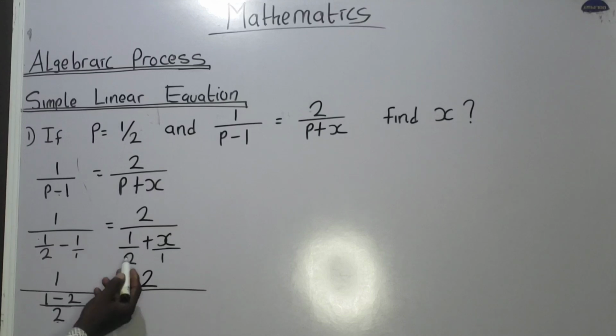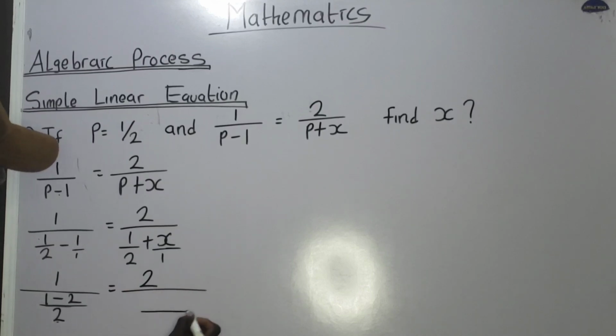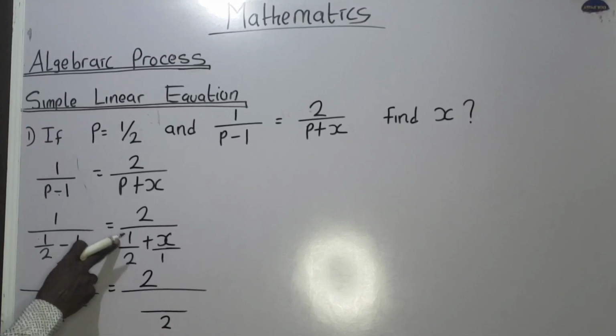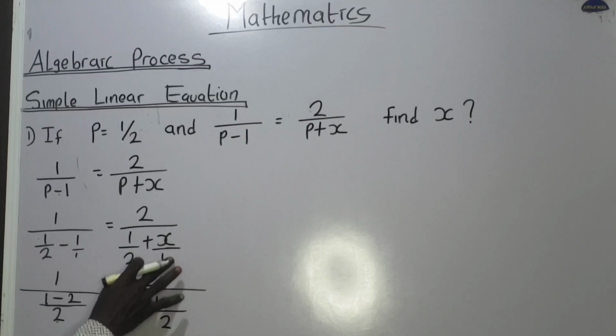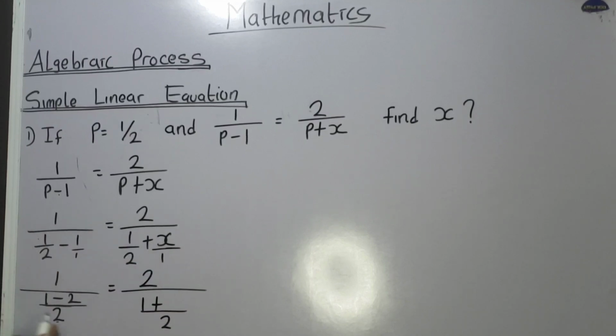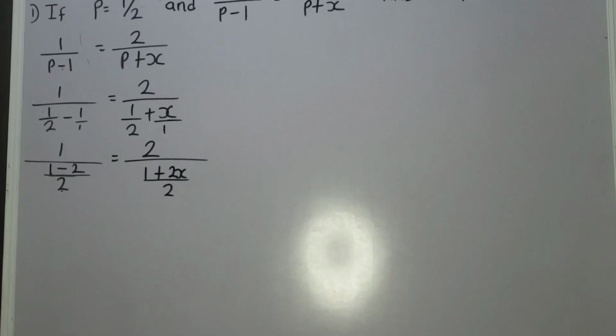Then let's simplify the denominator of the right hand side. Okay, so the LCM of 2 and 1 is the product of 2 and 1, and that is 2. Okay, the LCM is 2, and 2 divided by 2, that is 1. 1 multiplied by 1, that is what? 1. Okay, 1 plus 2 divided by 1, that is what? 2. 2 multiplied by x, that is 2x. 1 plus 2x. Okay, so let us proceed.